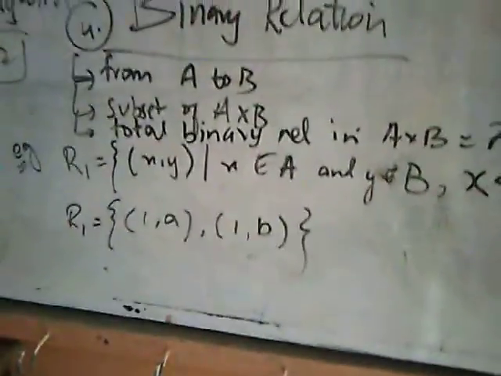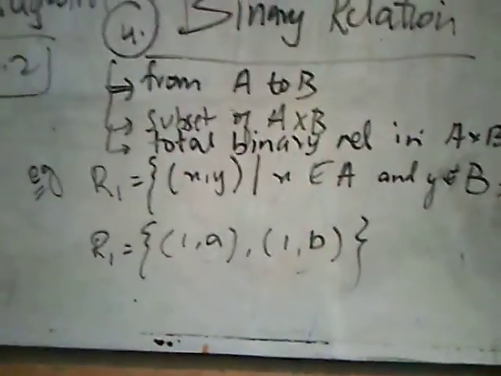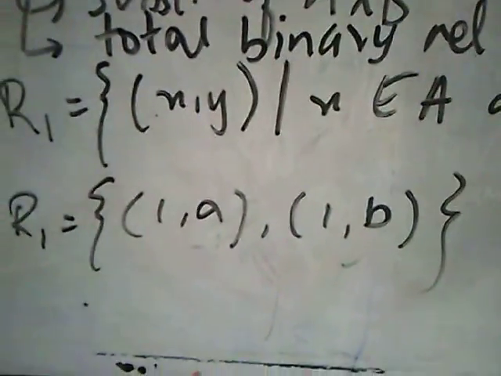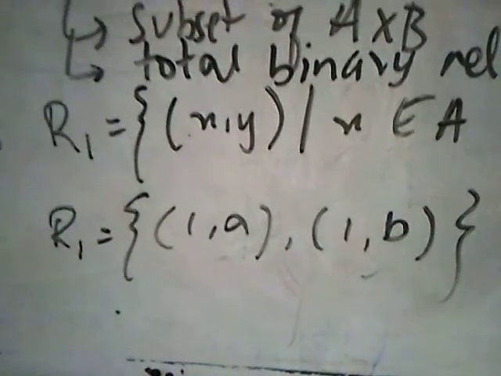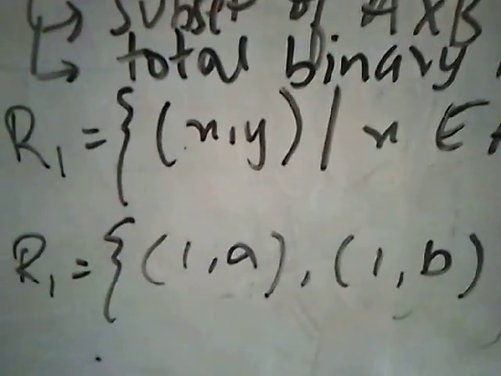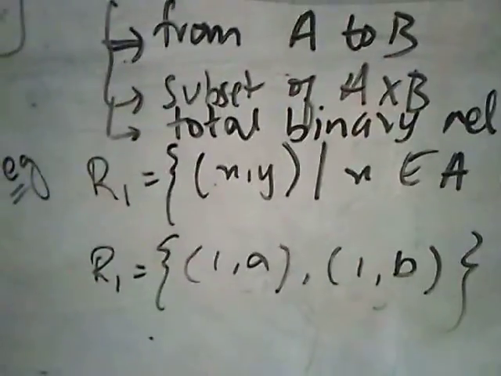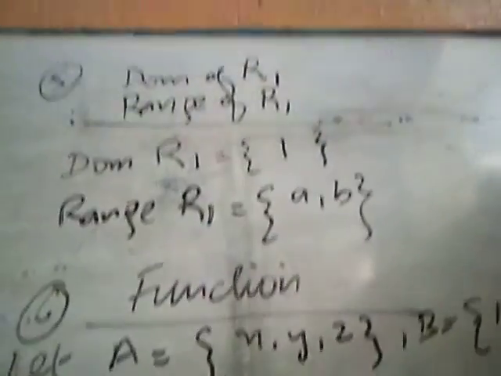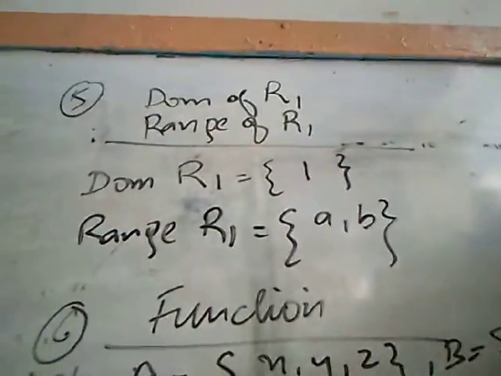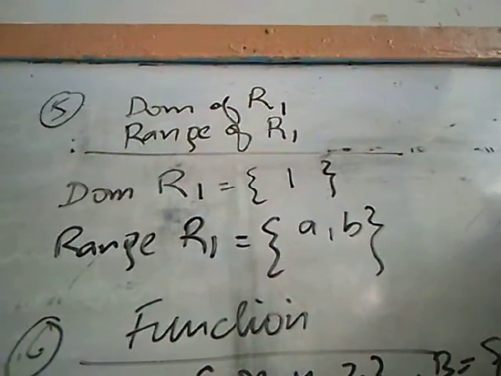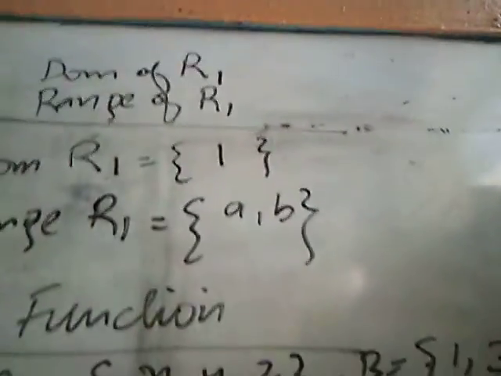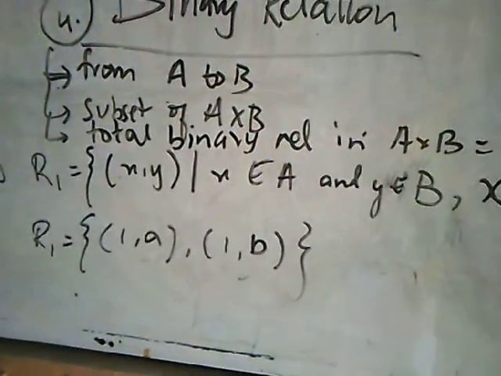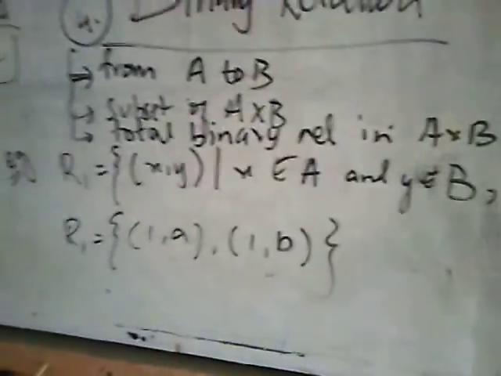So in this binary relation R1, the members which are at the first place are 1, 1. So this constitutes the domain, and the members at the second place are a and b, and the set of this a and b is the range of R1. So the domain will be written like this, and the range of binary relation R1 is written like this. Both are sets, so we have used curly brackets. Similarly, a binary relation is also a set. It is a subset of A cross B, so curly brackets are used here as well.